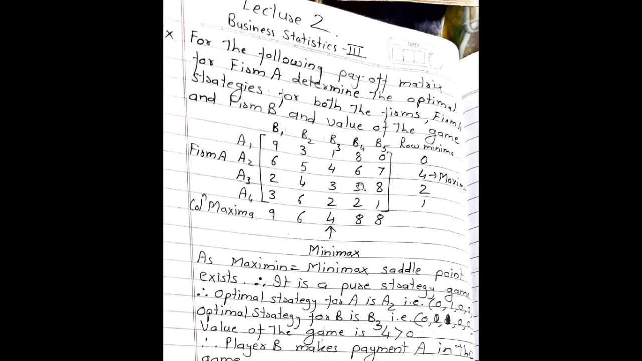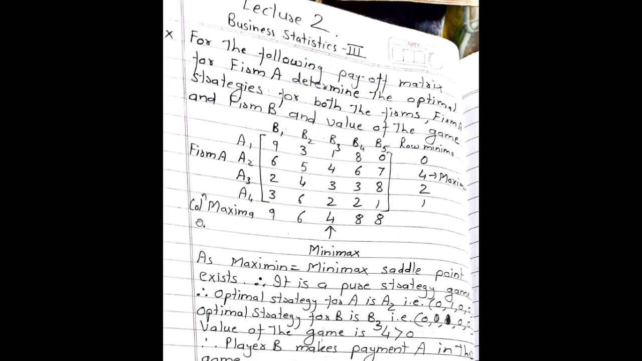According to the procedure, we have to write row minima at the side of the table. First row 9, 3, 1, 8, 0. The minimum value is 0. 6, 5, 4, 6, 7. Minimum value is 4. 2, 4, 3, 3, 8. Minimum value is 2. 3, 6, 2, 2, 1. Minimum value is 1. So among these minimum values, pick up the maximum value, put an arrow in front of the maximum value. We call this element as maximin. So in this example, 4 becomes maximin.